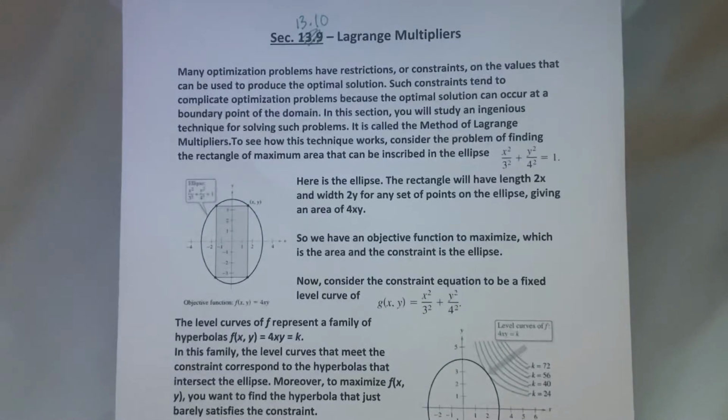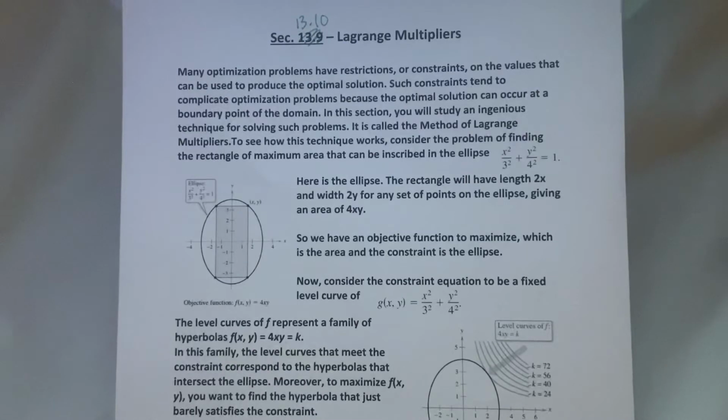Sometimes you have to maximize or minimize a function, but they also give you a constraint that you can work with. It's like trying to build a pen for animals, but you have only a certain amount of fence. Here, it's going to be a little more theoretical. You're going to be maximizing or minimizing one function in relation to another function.